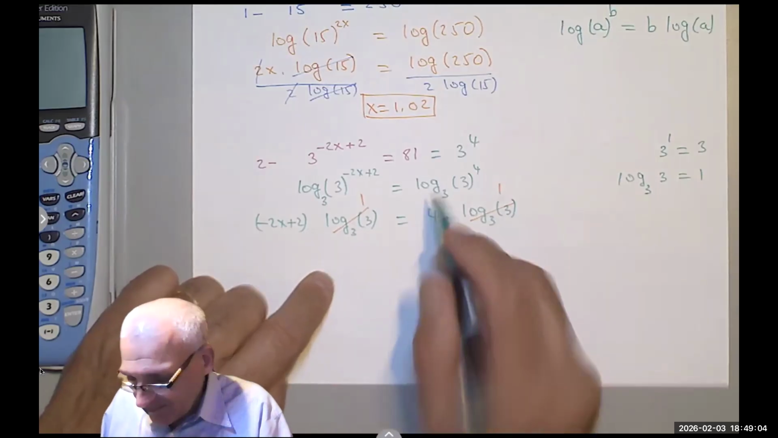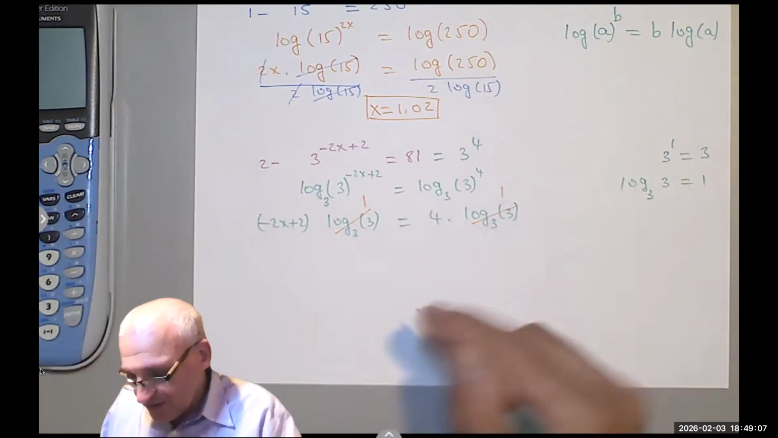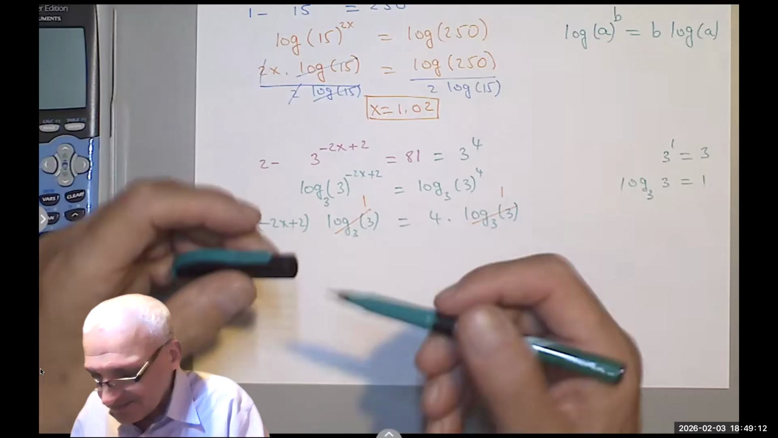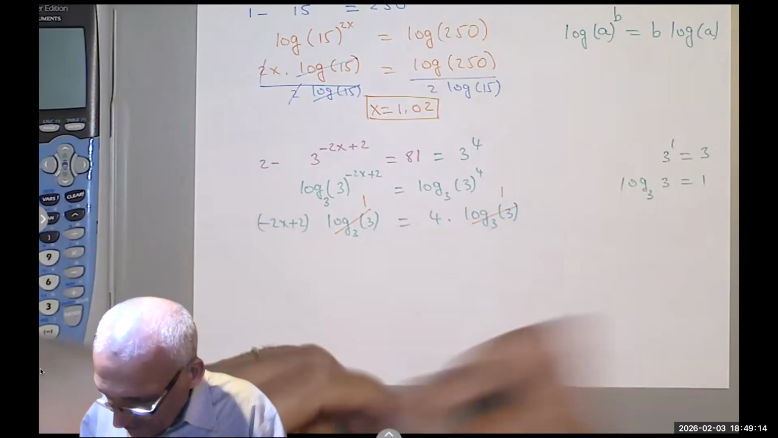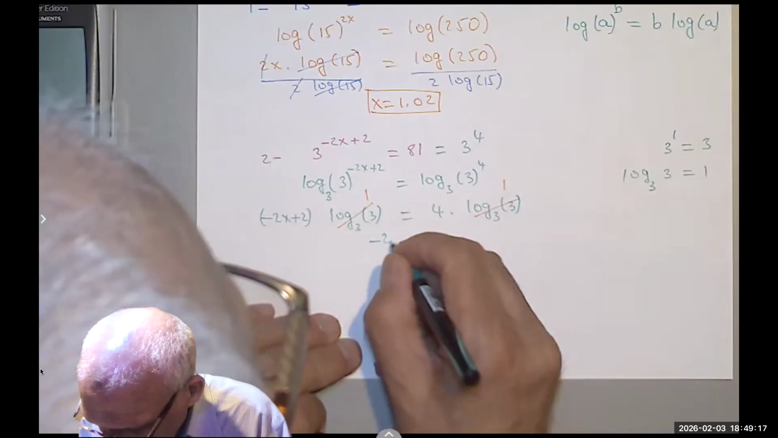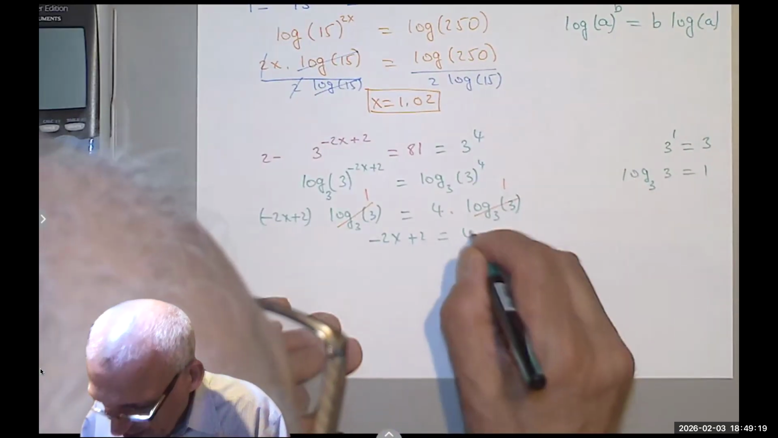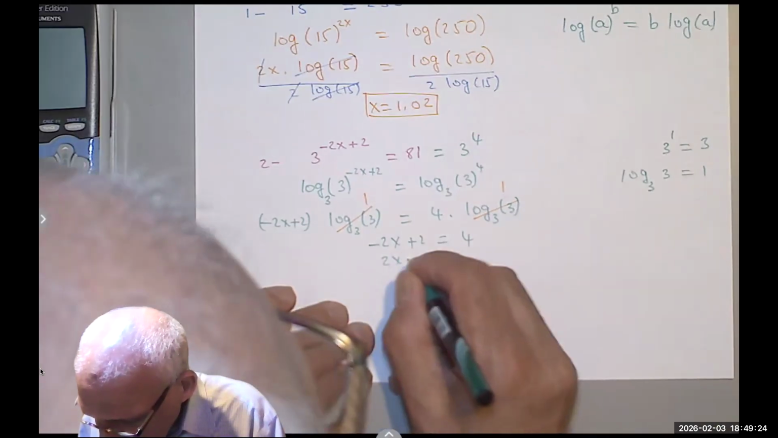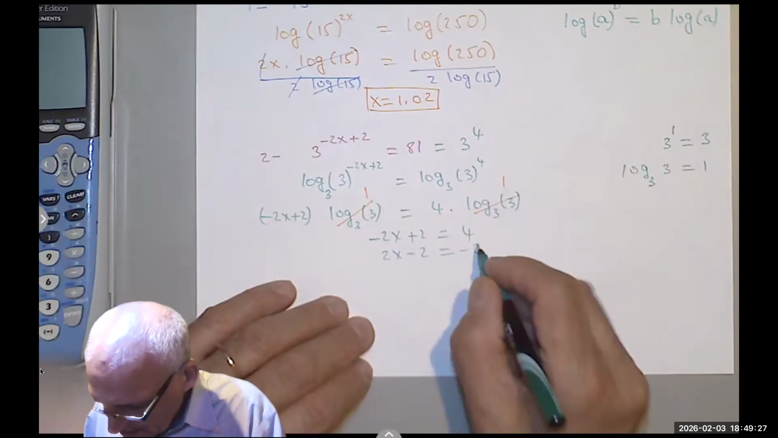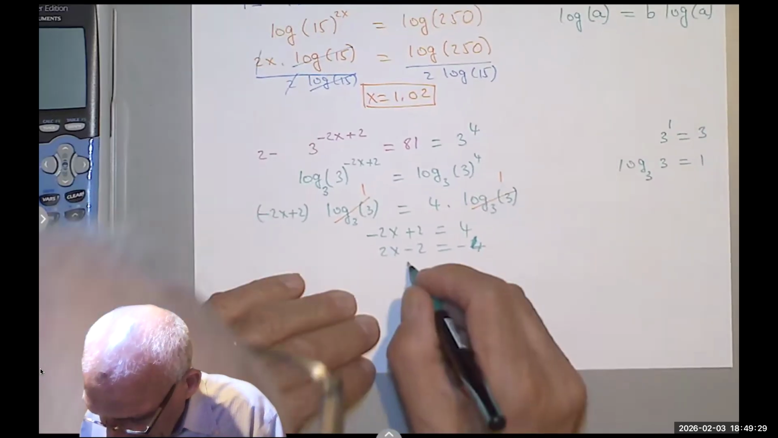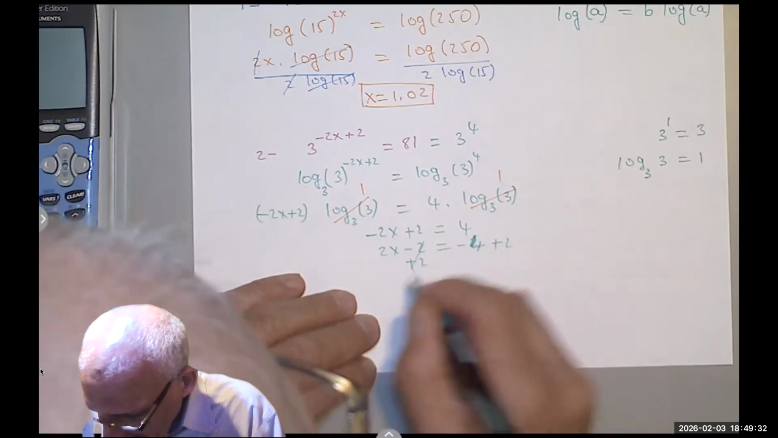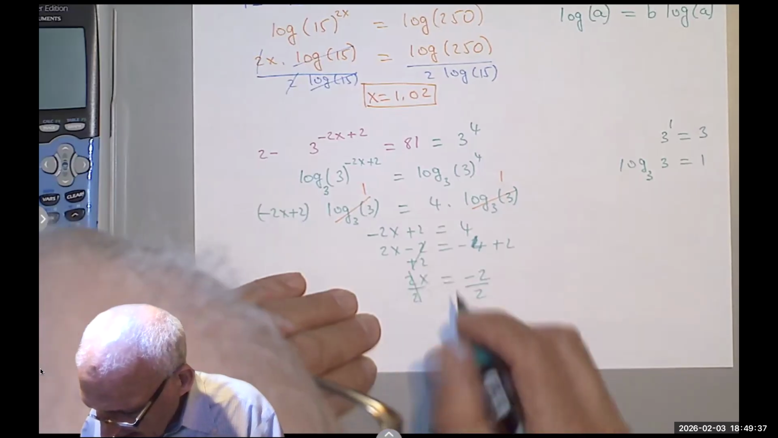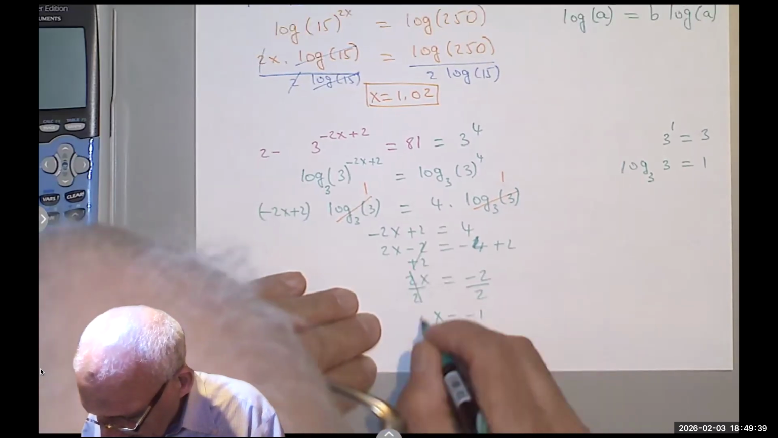Okay? So this is just to remind you of what we did before when we say log to the base b of b is 1. Makes sense, right? B to the first power is b. And from here, you get negative 2x plus 2 equals 4. You can multiply the equation by negative 1, and you get 2x minus 2 is negative 4. Then you can add 2 to both sides. So you get 2x equals negative 2. And then you divide by 2 both sides and get x equals negative 1.